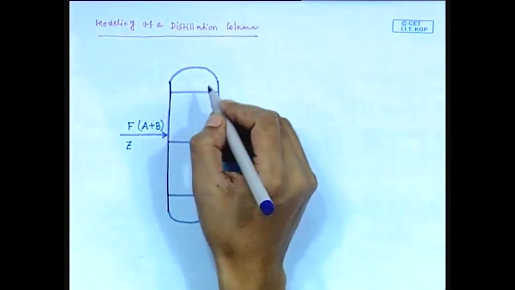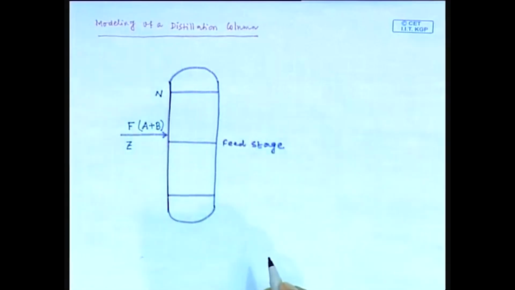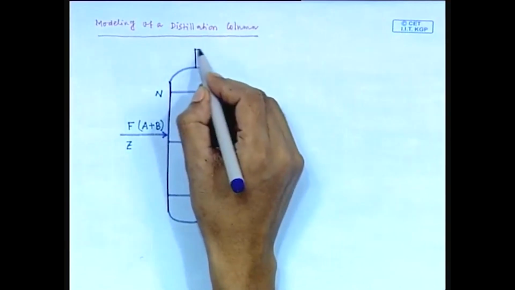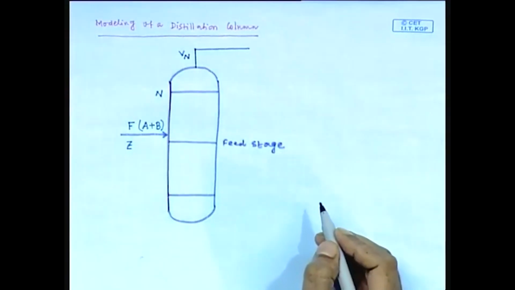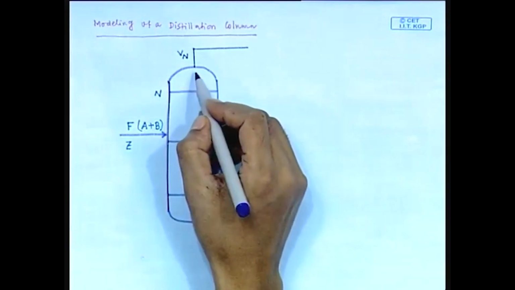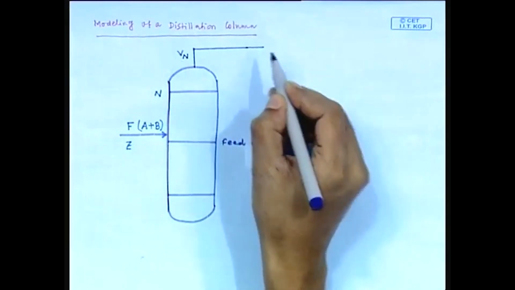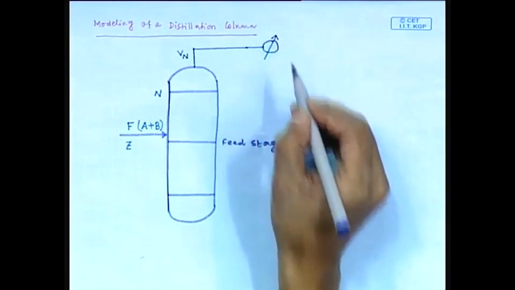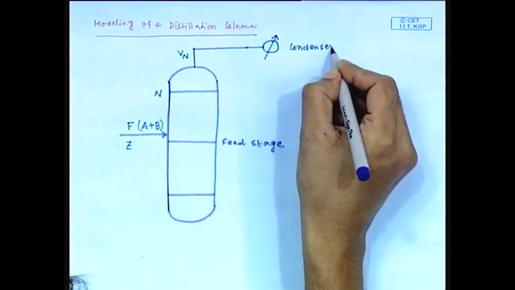Now, the vapor which is leaving this top tray, this top tray is denoted by N, has the flow rate of V N. Now, this vapor stream is condensed in an overhead condenser. This is a condenser. Fine.